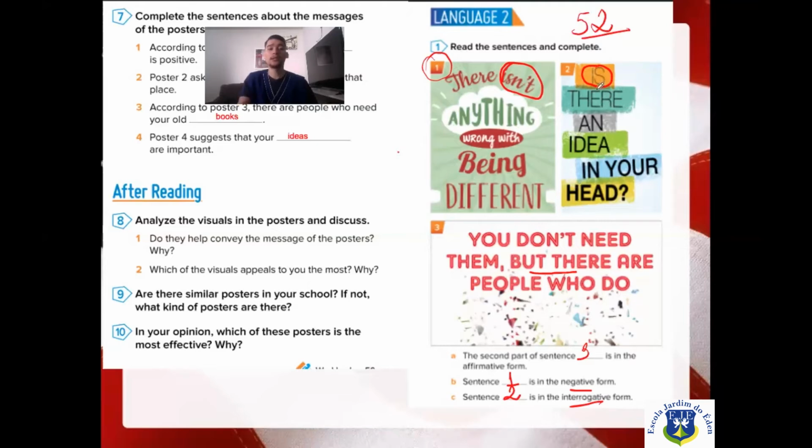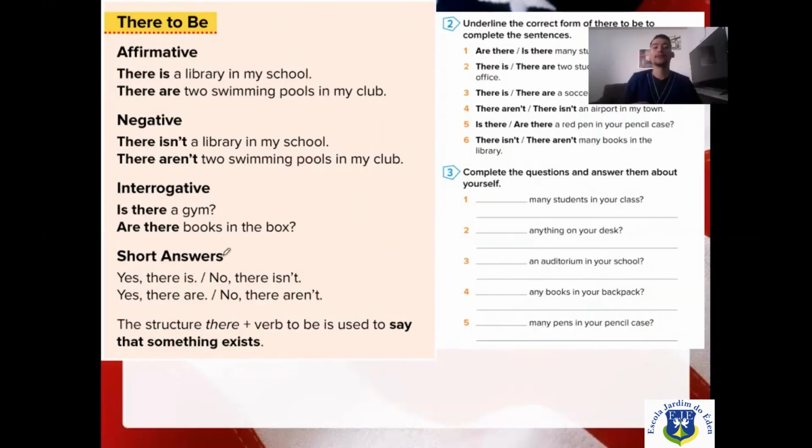So, let's continue now. Okay, my dear students, now we have here there to be. There to be means há ou existem. Ok, pessoal? Então, there to be vai significar há ou existe, tá? Então, nós vamos ter aqui the affirmative form, the negative form, and the interrogative form.